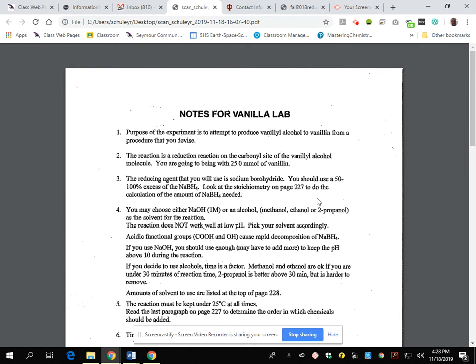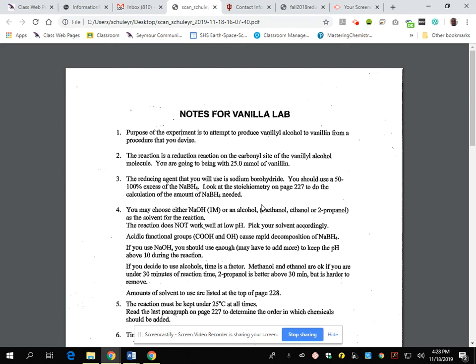For the solvent of your reaction, you may use either sodium hydroxide or one of these three alcohols: methanol, ethanol, or 2-propanol. The reaction does not work well at a low pH. Typically, alcohols are not considered either strongly basic or acidic. Notice that sodium hydroxide is a very strong base. So pick your solvent accordingly.